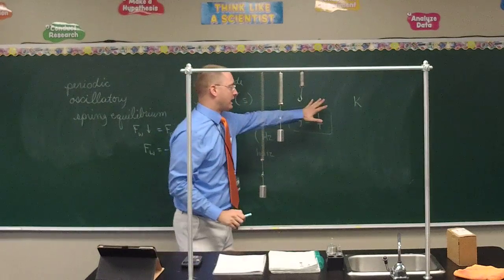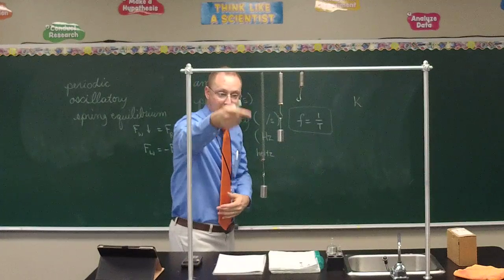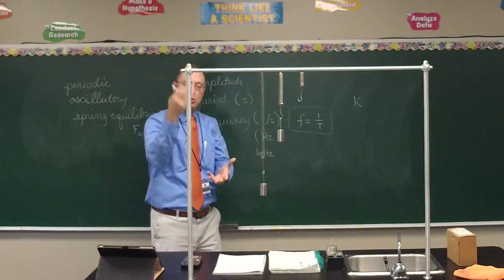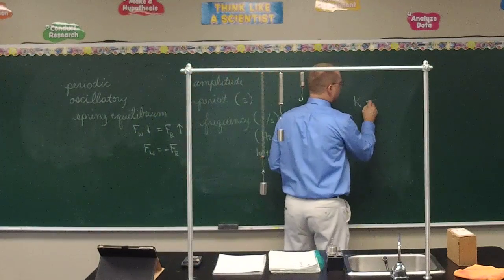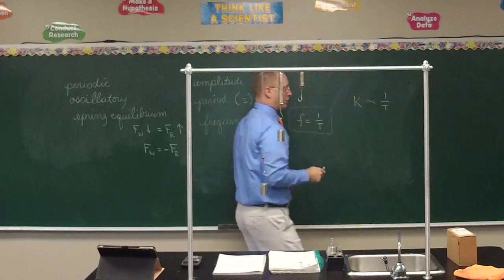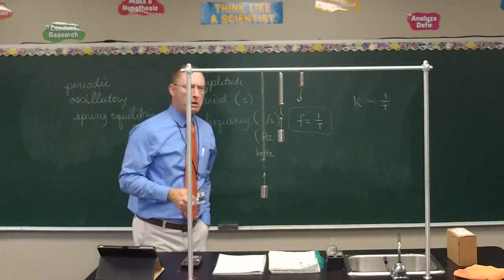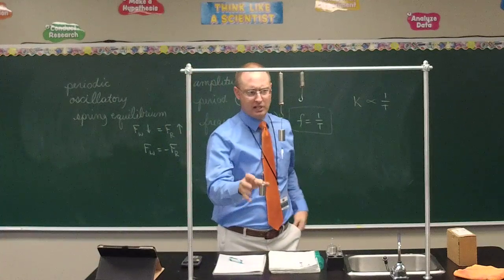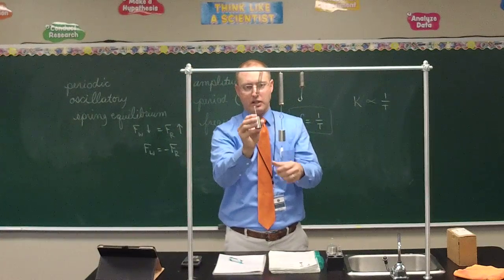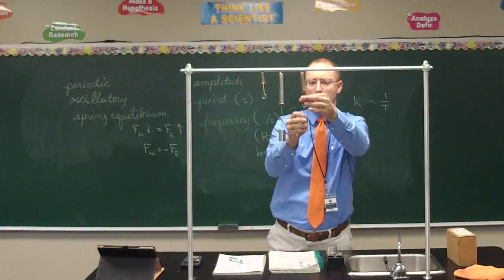So clearly the spring constant, if it's a lower spring constant, a weaker spring, it's going to take a lot more time. So spring constant is inversely proportional to period. What about amplitude though? Let's go with the medium spring because I think that'll be the easier one to record. We may do it on both.